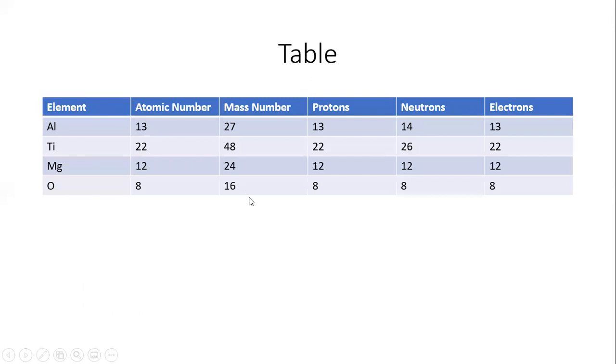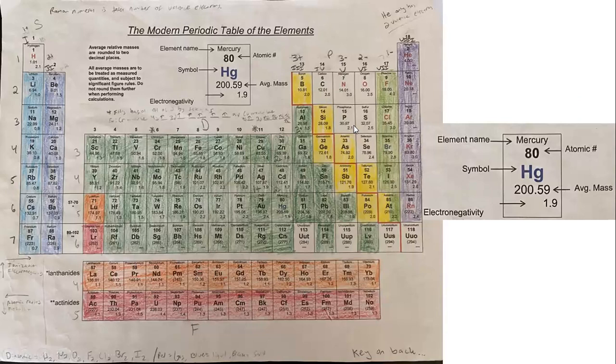Here on this table, I've included 4 elements from the periodic table, and this is how you can tell the number of protons, neutrons, and electrons. For the first example, we can look at aluminum. If you look at the periodic table, aluminum is number 13. It's the very top dark green, number 13, aluminum, Al. And as you can see, the atomic number is 13 from up here.